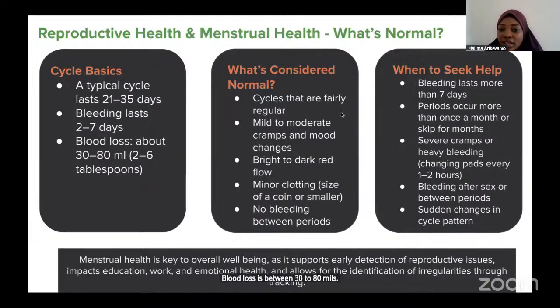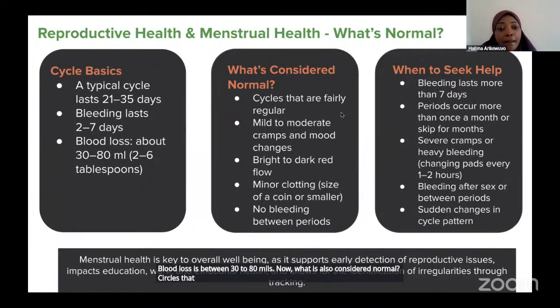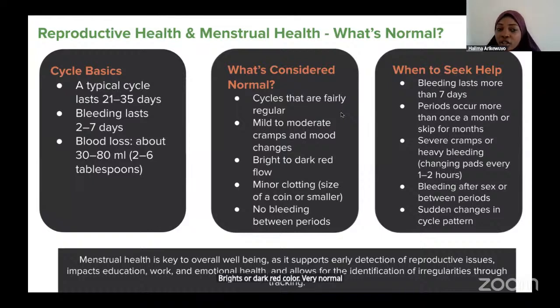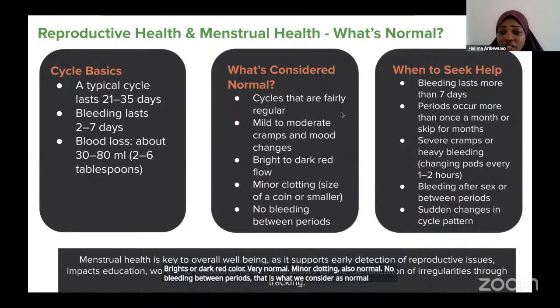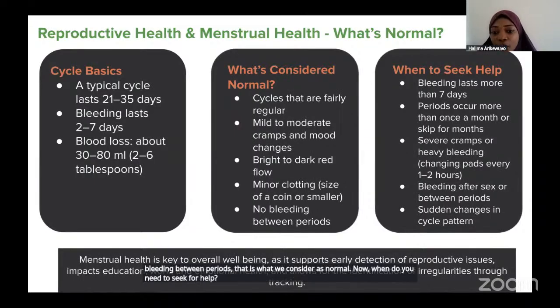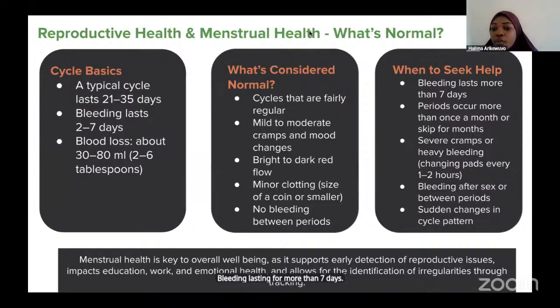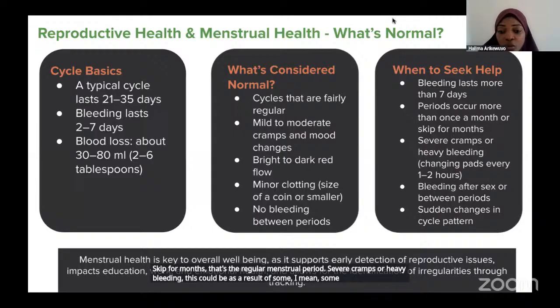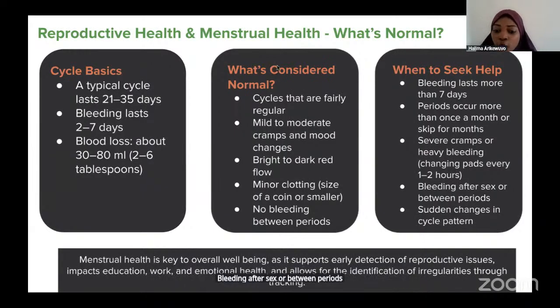Now, what is also considered normal? Cycles that are fairly regular, mild to moderate cramps, absolutely normal. Bright to dark red color, very normal. Minor clotting, also normal. No bleeding between periods, that is what we consider as normal. Now, when do you need to seek for help? Bleeding lasting for more than 7 days, periods occurring more than once a month, skipping for months, that's not a regular menstrual period, severe cramps or heavy bleeding, this could be as a result of some swellings in the uterus that need to be checked, bleeding after sex or between periods, this is not normal.